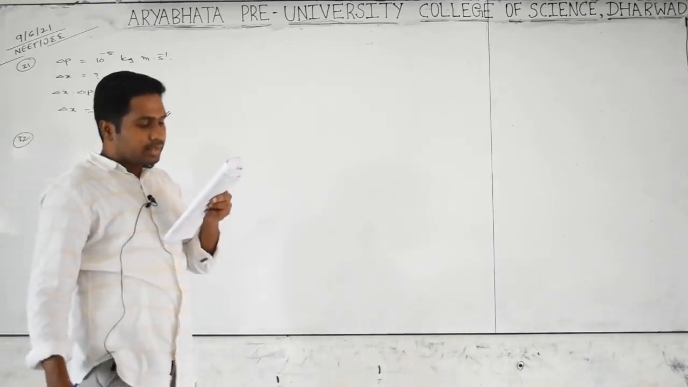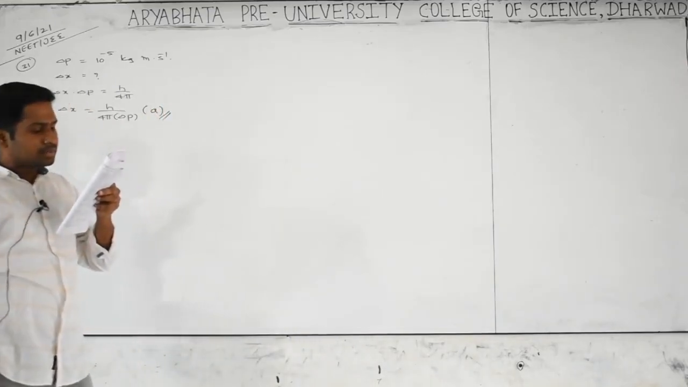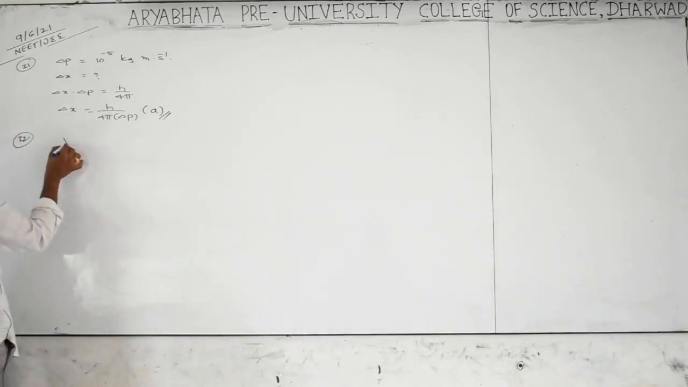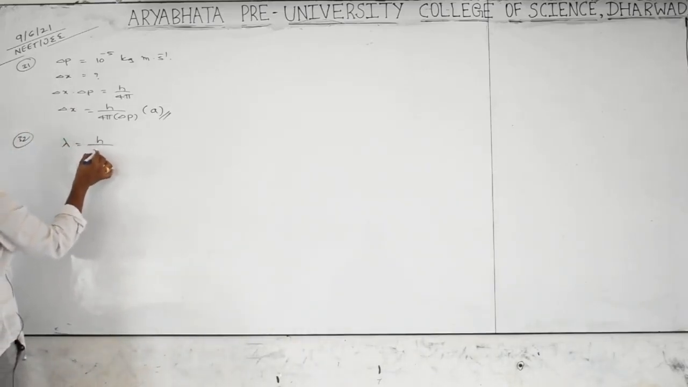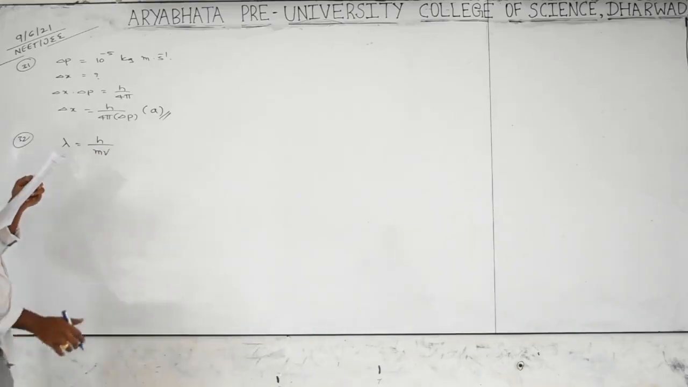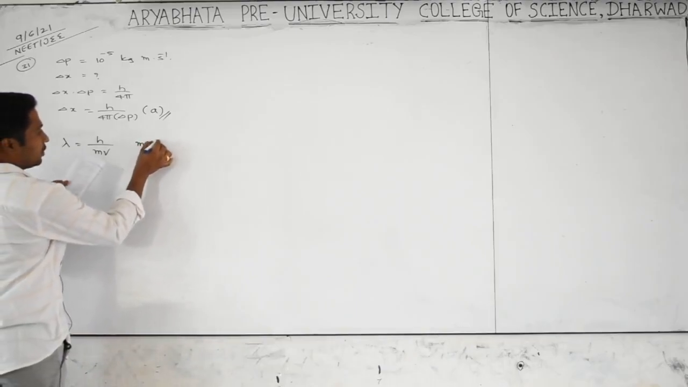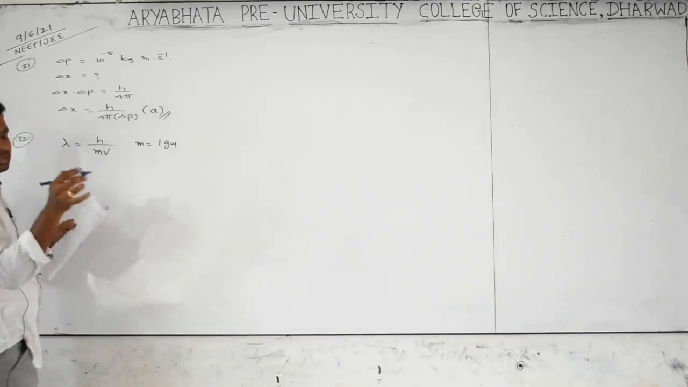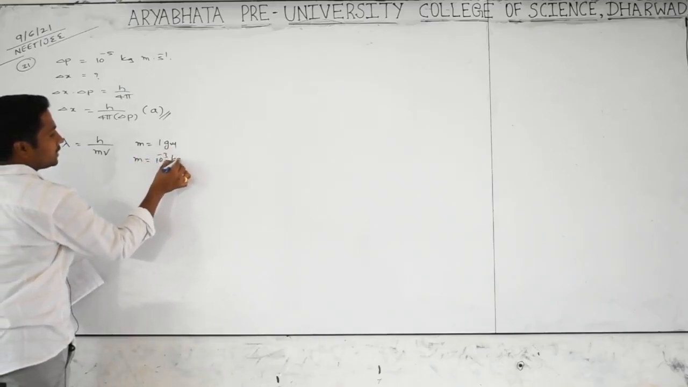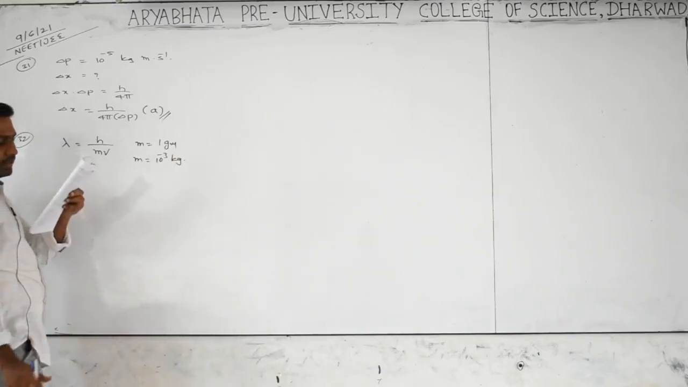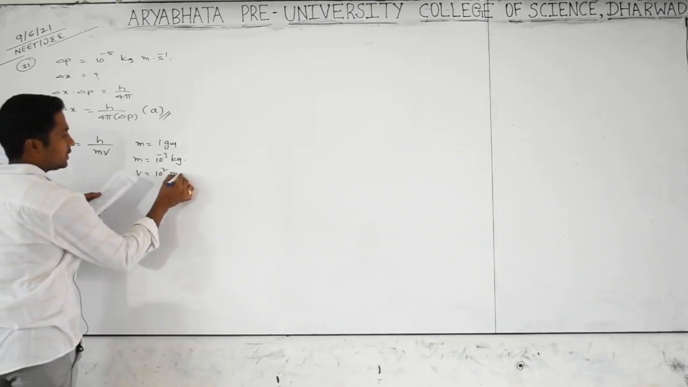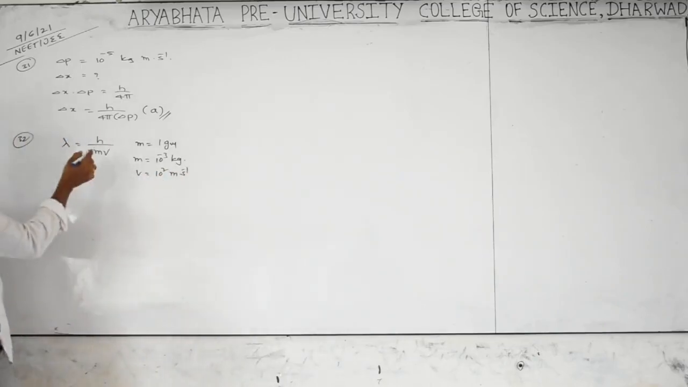Once you read it: the de Broglie wavelength of a particle whose mass is 1 gram and velocity is given. So de Broglie means, what is the formula? Lambda is equal to h by mv. Check it, the de Broglie wavelength is asked in meters, but the given mass of the particle is 1 gram. Don't take it as it is. We have to take this in kgs, which is 10 to the power of minus 3 kgs. Are you clear? Next, the velocity of the particle is given as 100 meters, which is 10 square meters second inverse. Substitute everything over here.